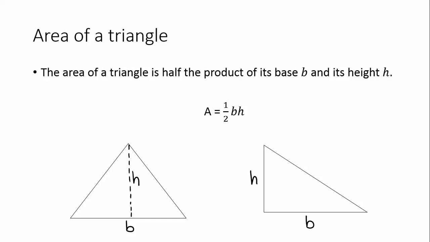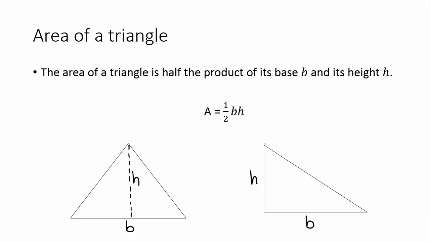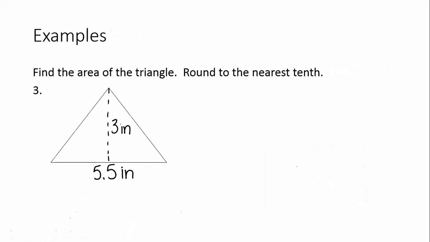And now we have the area of a triangle. Again, we've done this one in the past. So we have area of a triangle is 1/2 of the base times the height. And remember, that idea of a half comes from the fact that a triangle is literally a half of a rectangle. So it's the same formula as area of a rectangle, but it's just cut in half. So let's look at an example.